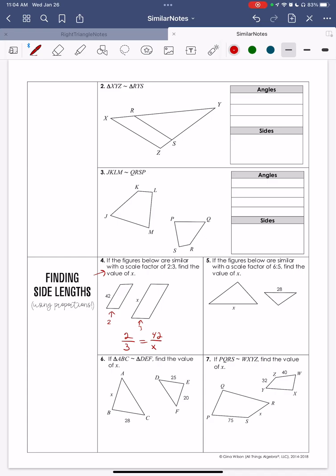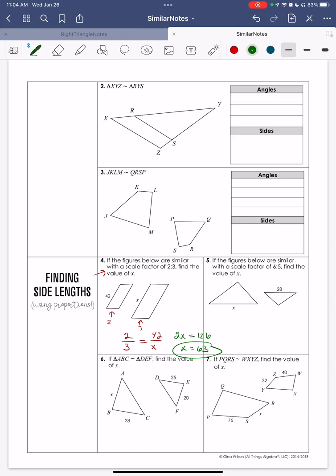And then I can solve it with cross products. So that's going to be 2x equals, what is that, 126? So then x is 63. I did that in my head, so if I mess up my math, excuse me about that, but I think that's what we have there. So that's how that one works. Now let's look down at example 6.